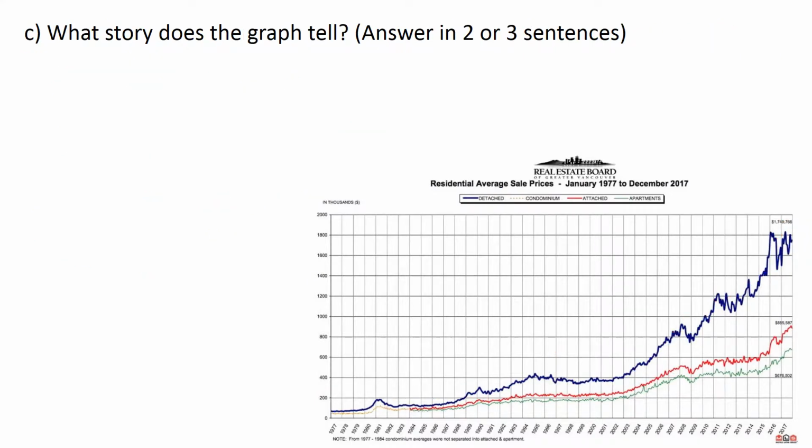So what story does the graph tell? Well, to me it looks like house prices were increasing slowly and pretty stable up until about this point in 2002 or 2003, and then they really started to take off. So that's what I'm going to describe in 2 sentences here.